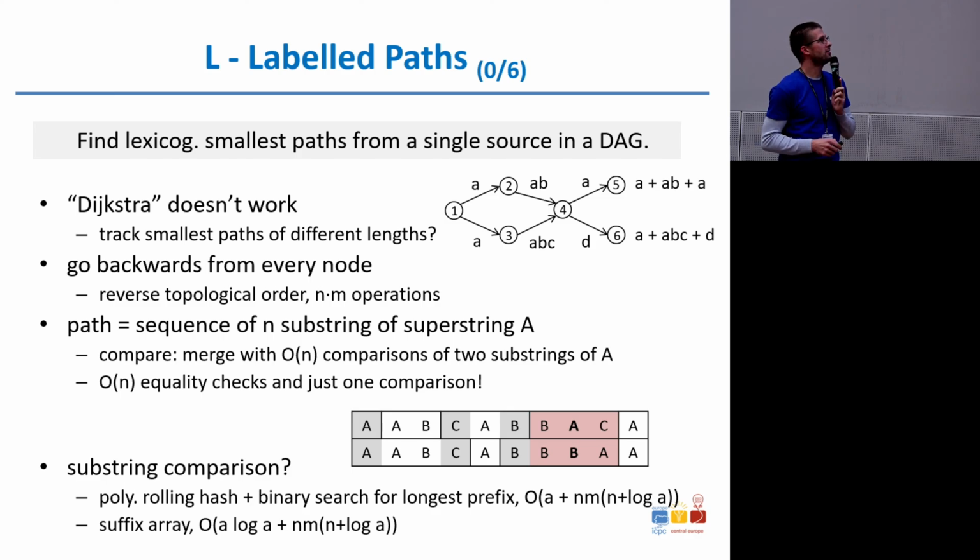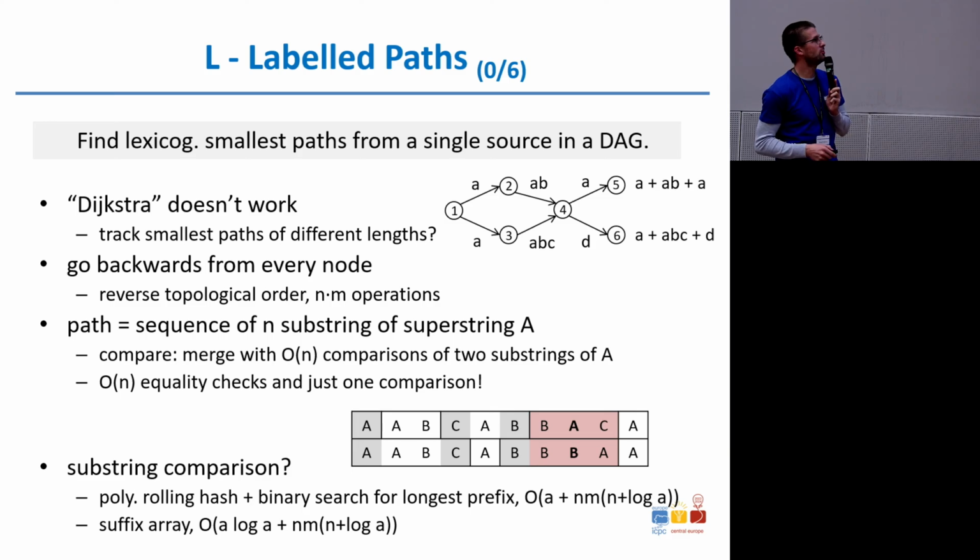There's still one problem left. We have to be able to compare some parts, again some substrings of this superstring. For example, here the first part matches, the second part matches, and so on. And then here we'll find some difference. So we'll have some linear number of equality checks, and then just one comparison of whether this first substring is smaller than the second one.